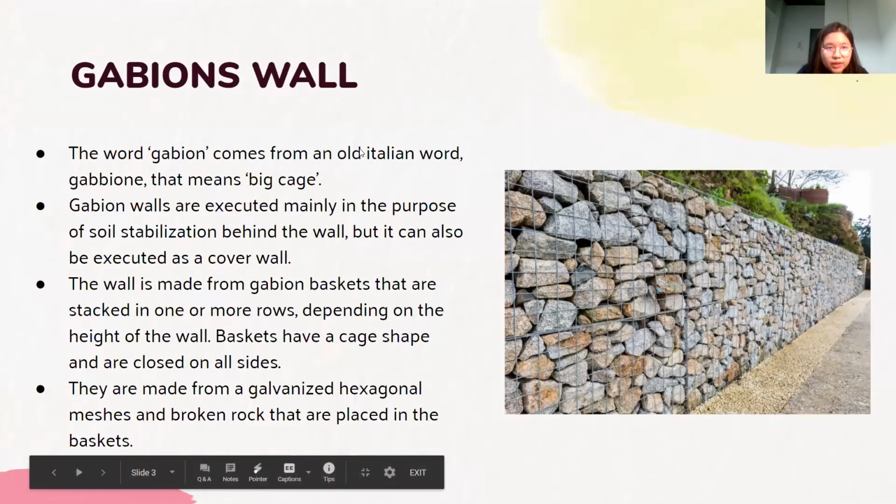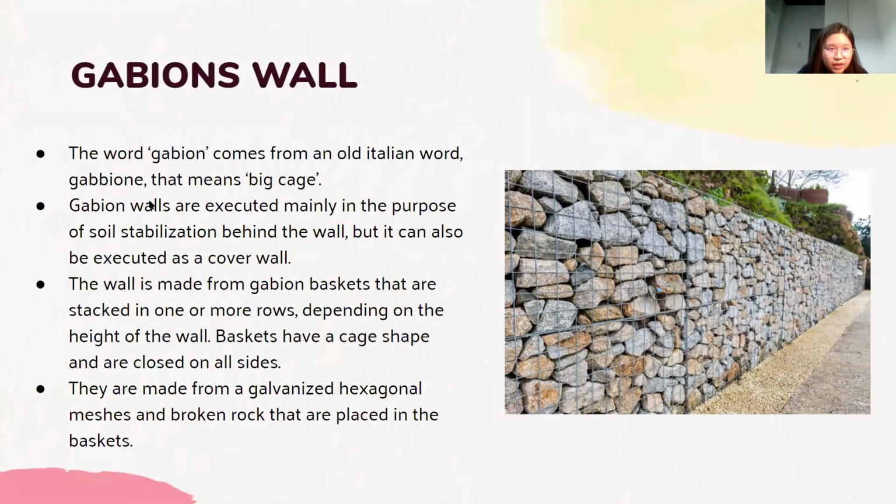Gabion wall. The word gabion comes from an old Italian word, gabione, that means big cage. Gabion walls are executed mainly for the purpose of soil stabilization behind the wall, but can also be executed as a cover wall. The wall is made from gabion baskets that are stacked in 1 or more rows, depending on the height of the wall.